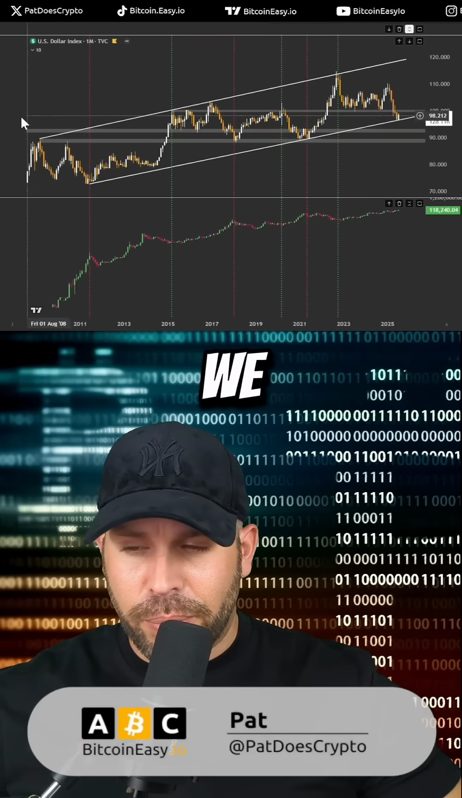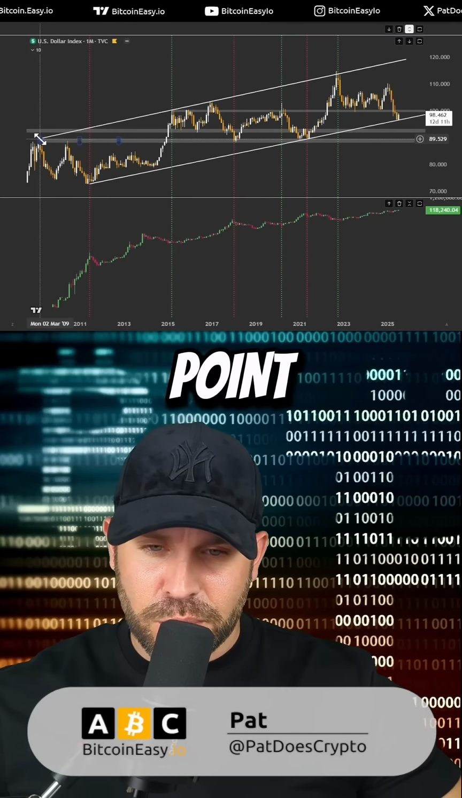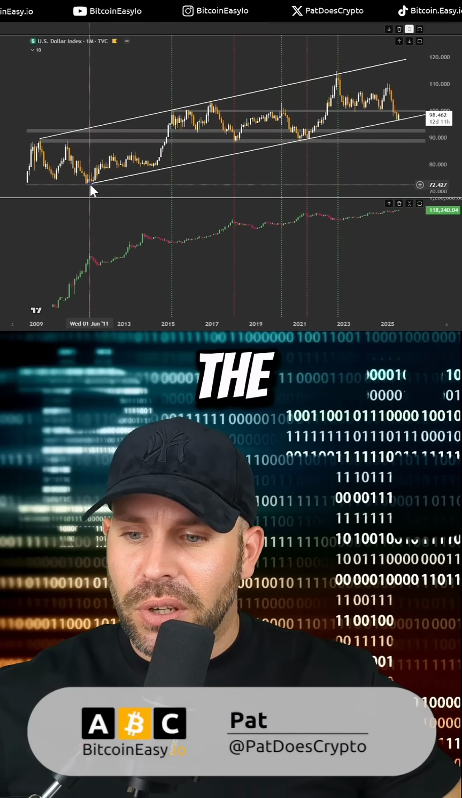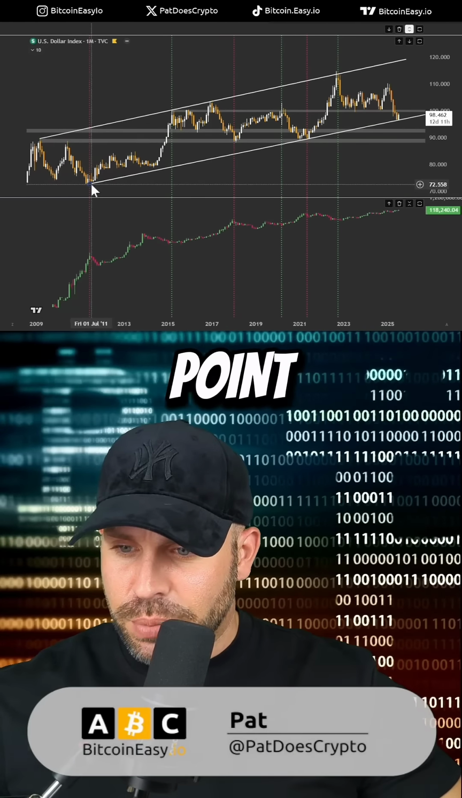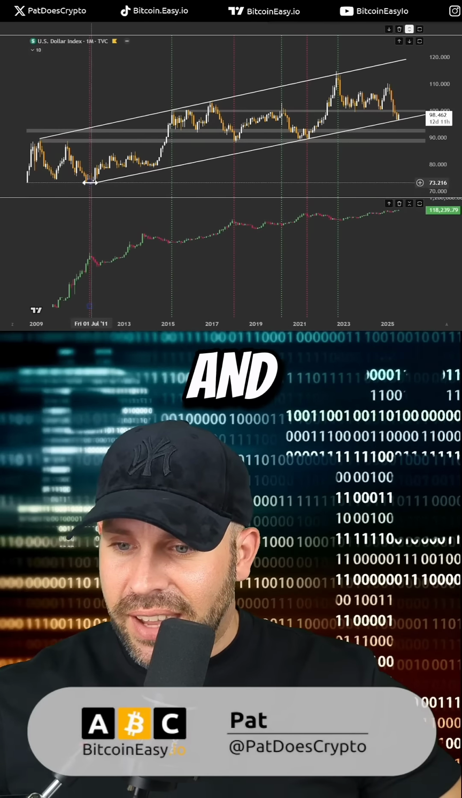Here on the top we see DXY in a massive 16-year trend. Here you can see the first touch point on the resistance line back in 2009, and the first one on the support line back in 2011. If we focus on that first touch point on the support line, there we can see Bitcoin topped out and DXY bottomed out.